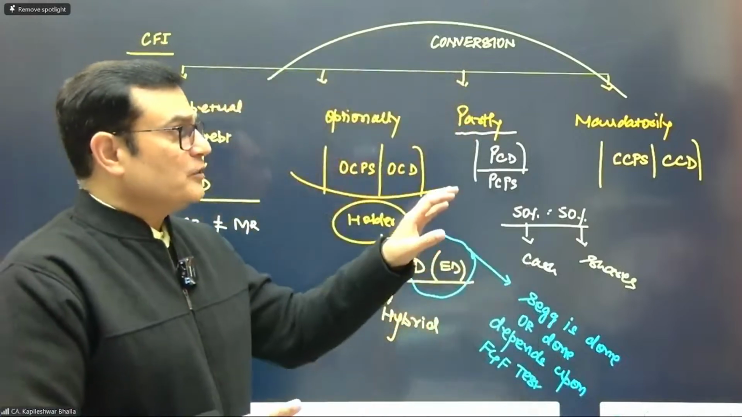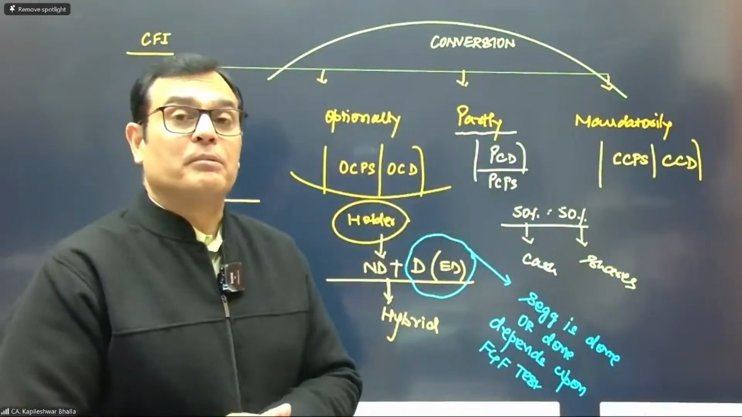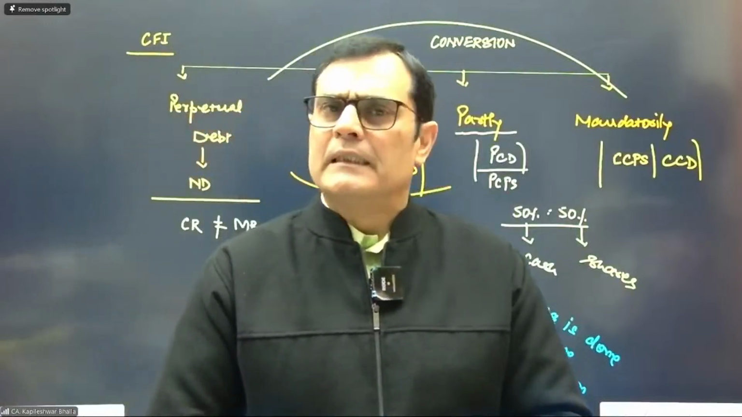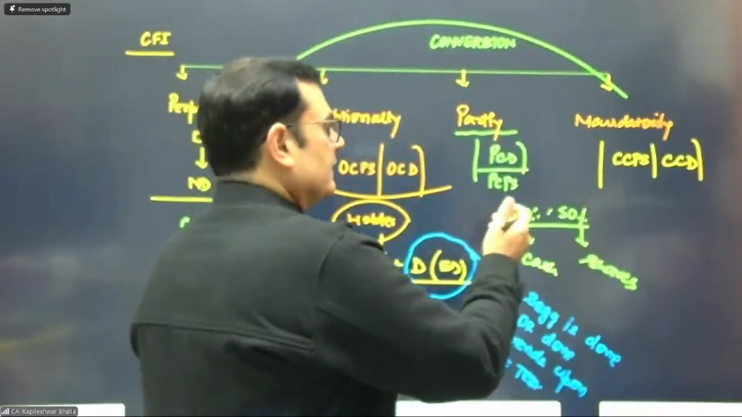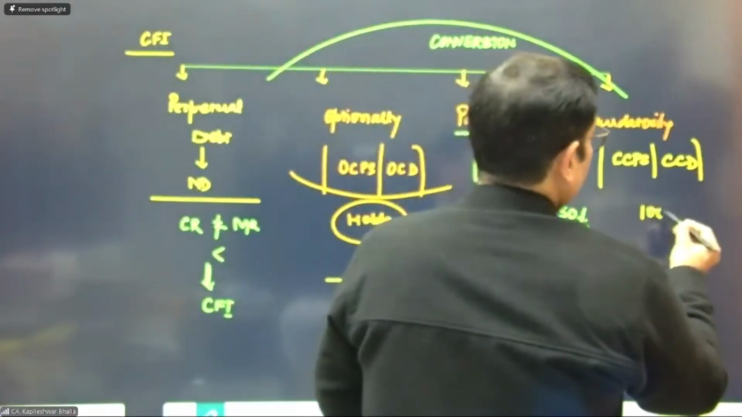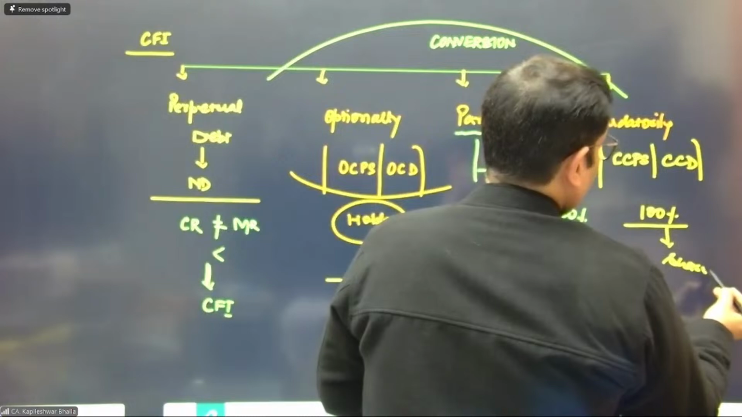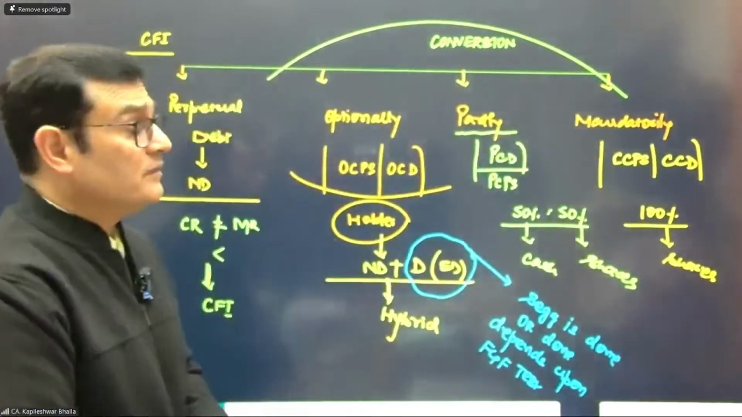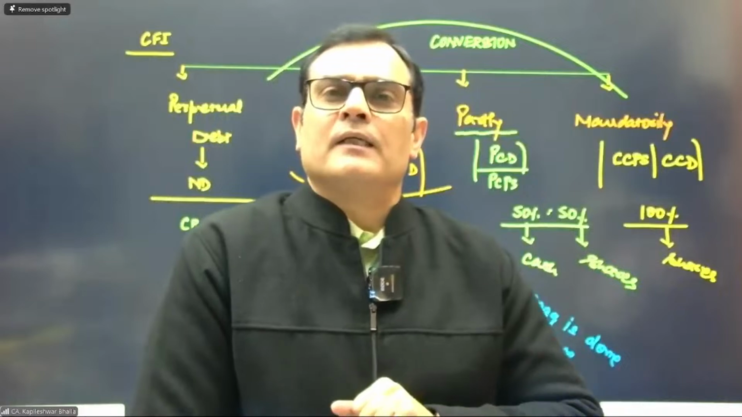When it's a compulsory convertible preference share or compulsory convertible debenture, that means the entire principal money, unlike the 50% in this case, 100% will be given in terms of shares. We'll deal with that question also later.